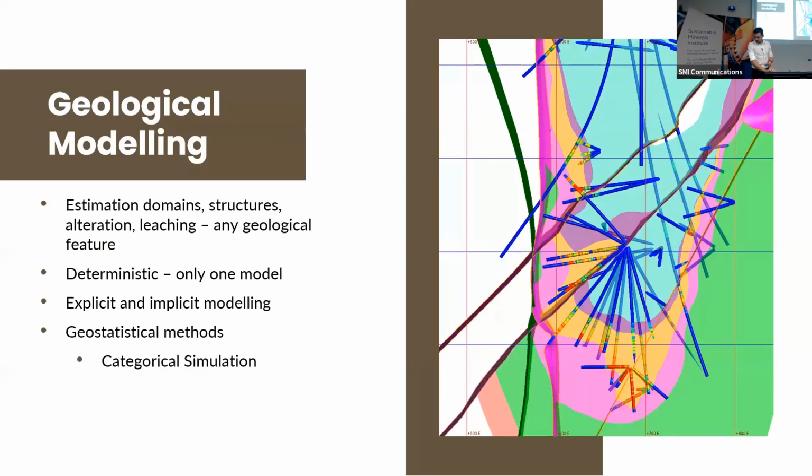All right, cool. So you load the data in your preferred software, you make some geological interpretations, and then you generate the wireframes for estimation domains, the structures, alteration, leaching. So any geological feature that exists in the mine and is significant for the resource modeling, significant for the project, you can model and you should model, right?